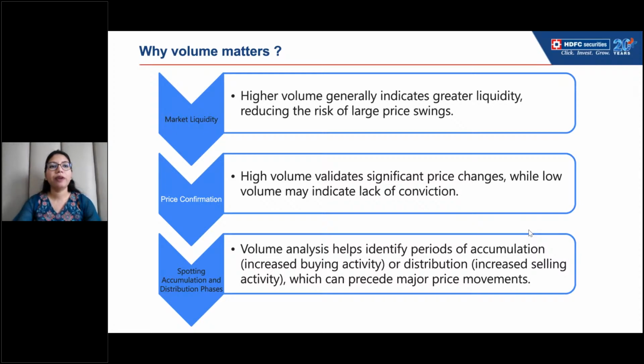So it will cause wide swings in the prices. All right, so whenever there is good liquidity, it will help you to have a good execution in that particular stock or any entity. So volume से हमें liquidity पता चलती है, ठीक है। Second, price confirmation. High volume validates significant price changes, while low volume may indicate lack of conviction.